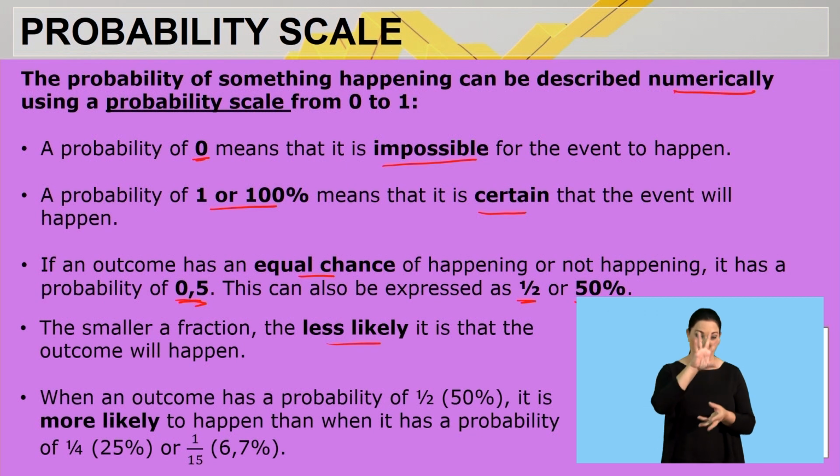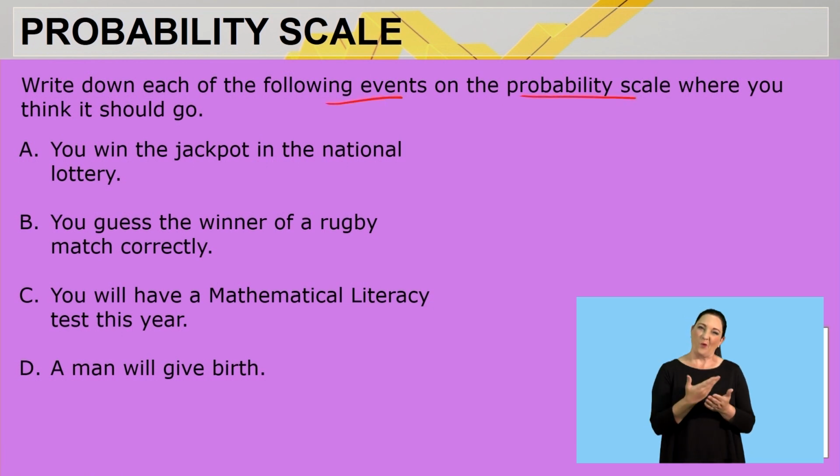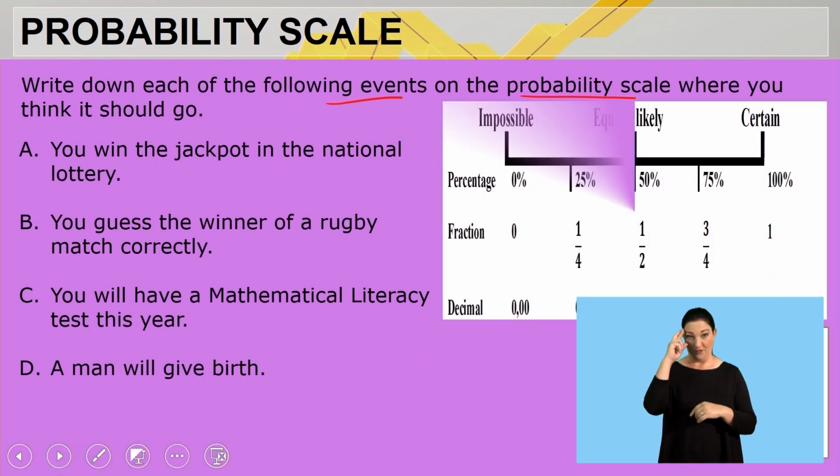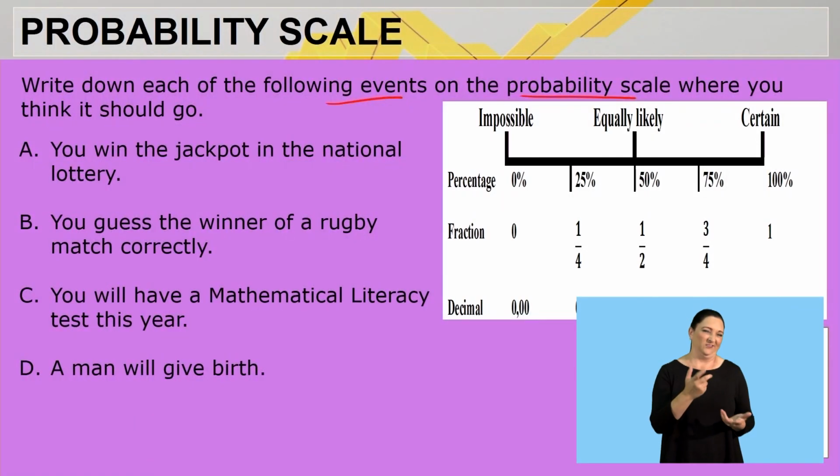Now let's put all of this into practice. Write down each of the following events on the probability scale where you think it should go. There's our probability scale, starting at 0%, which represents impossible, moving all the way up to 100% being certain. Question A says, you win the jackpot in the national lottery. I'm sure all of us want to say that's 100%, but I would say that is less likely. I think it's all left up to chance here. So therefore, I'm going to say A will be here.